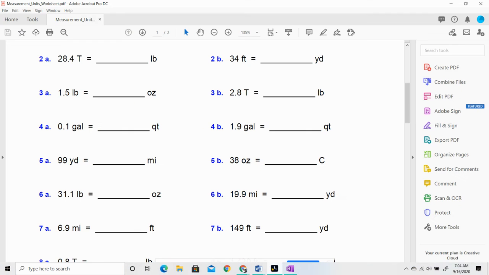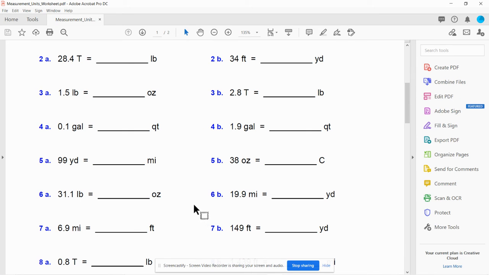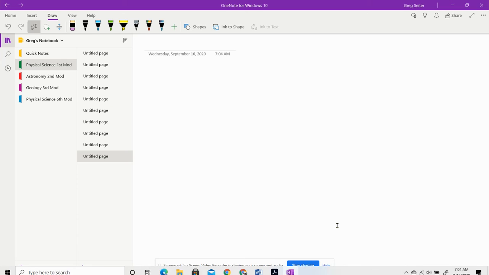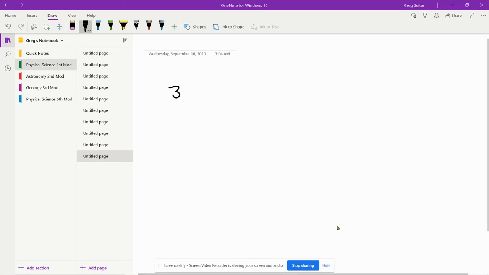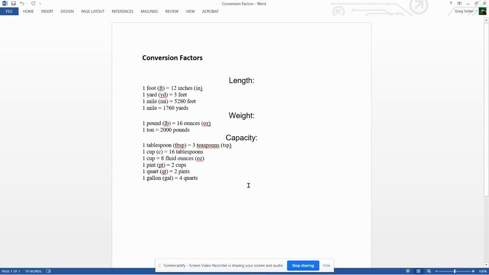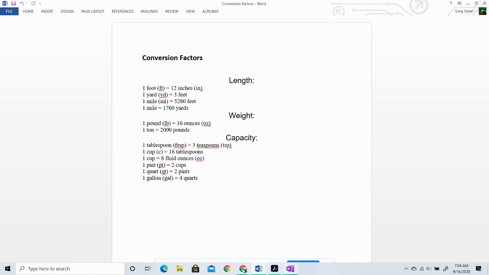38 ounces equals how many cups? So 38 ounces equals how many cups? And let's look at our conversion factor, see if they give us ounces to cups. 8 fluid ounces in 1 cup.